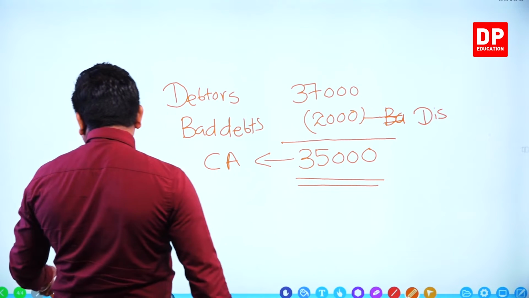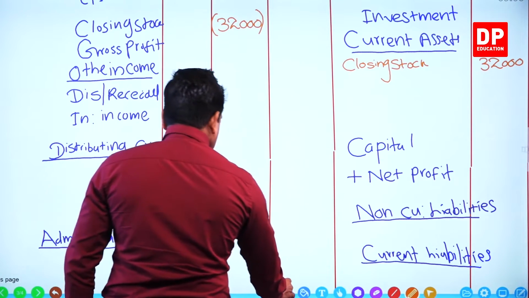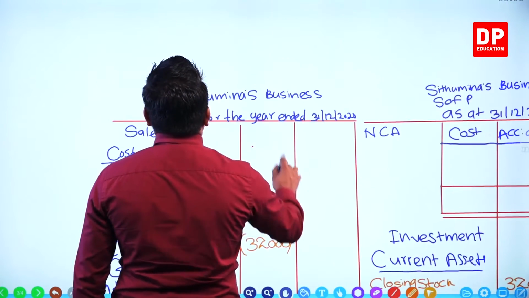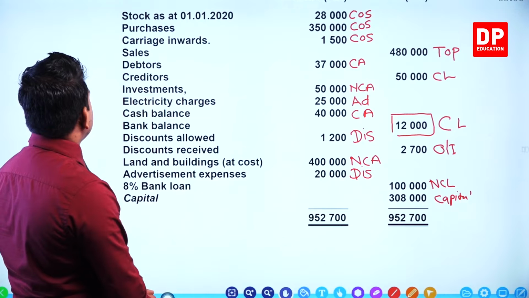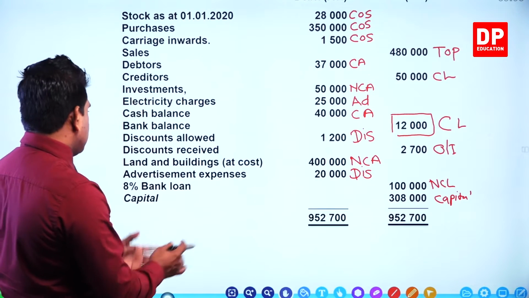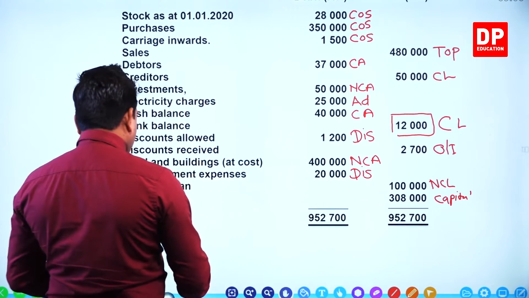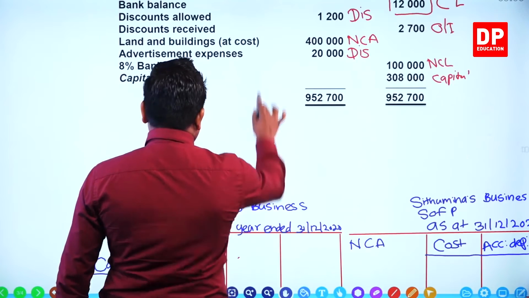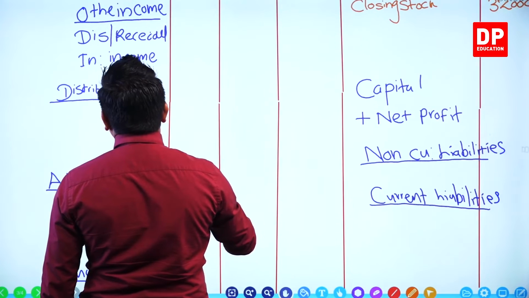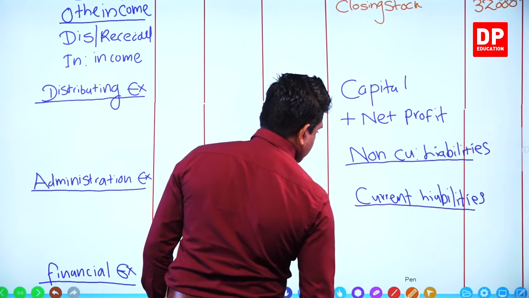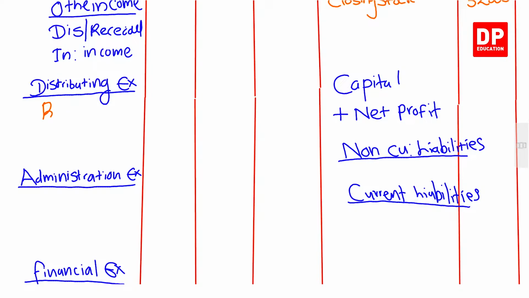Okay. Now you can see the debtor value is how much? 37,000, no? Can we check here, is there any bad debts and those things? Yeah, bad debts is not given. Only this is the amount of bad debts given in the question. So you can write them in the relevant places, right? You know, bad debts, where we write? Under the distributing expense, you write bad debts, right?